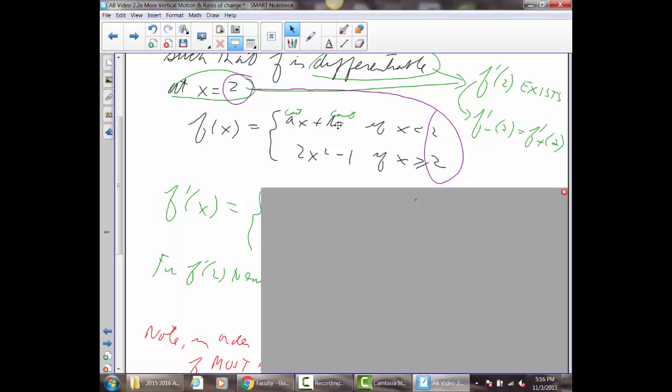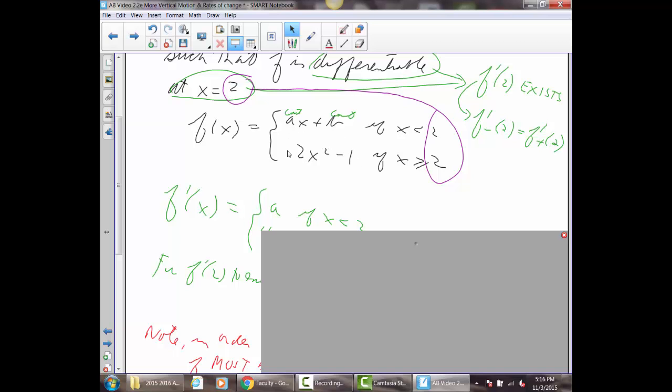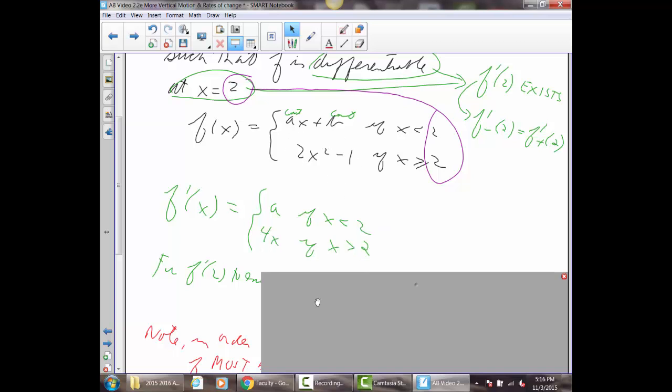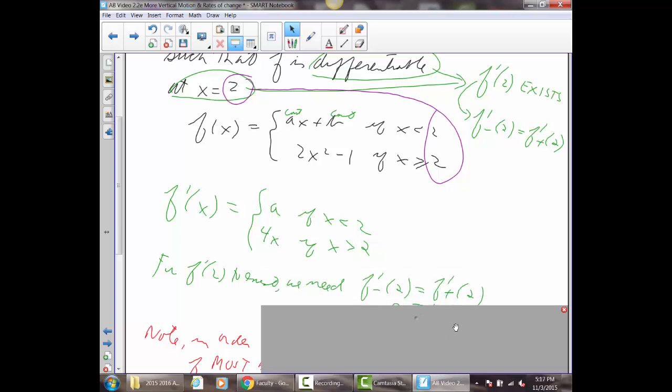Now remember, a and b are constants. So if this was 3x plus 5, the derivative would be 3. So the derivative of ax plus b is a, if x is less than 2. The derivative of 2x squared minus 1 is 4x. Now the key thing that you'll notice is this says greater than or equal to 2, this says greater than 2. I cannot put that equals there. That's exactly what I'm trying to figure out. Can I put the equals there?